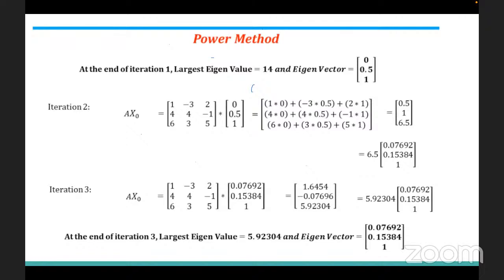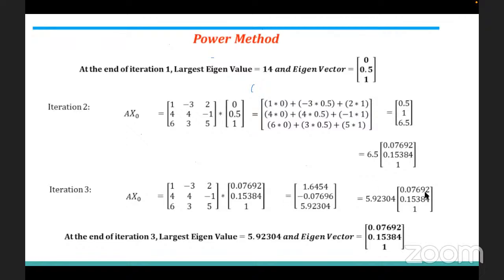Notice the formula we're working with is AX equals lambda X, right? So the matrix multiplied by the eigenvector must always give us the eigenvalue times the eigenvector. If we multiply the eigenvector by that matrix again, same process, we have 0.5, 1, and 6.5. 6.5 is the largest value here. If we factorize by 6.5, we have 0.076, 0.15, and 1, right? Let's use this same eigenvector again in another iteration, and we have this.